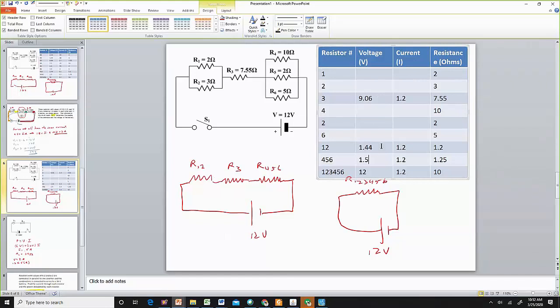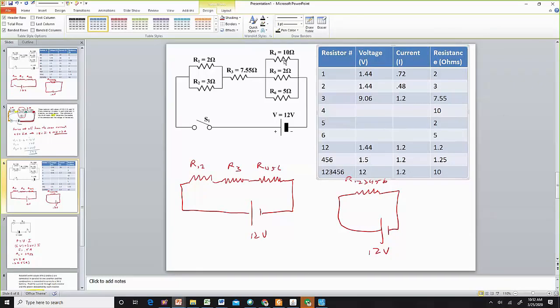Still have a lot of empty squares. I have 10 empty squares. But guess what? R12. How did I get R12? Because R1 and R2 were in parallel. So R1 and R2 must have the same voltage as R12. So 1.44 and 1.44. Again, delta V equals IR tells me this is 0.72. And 1.44 divided by 3 is 0.48. So I have my currents for these.